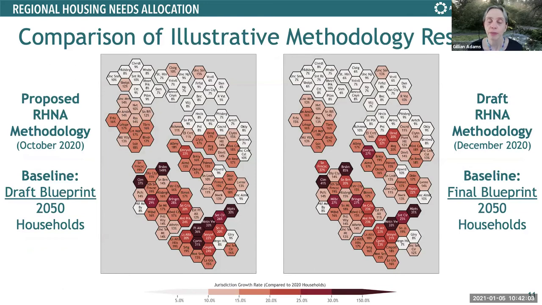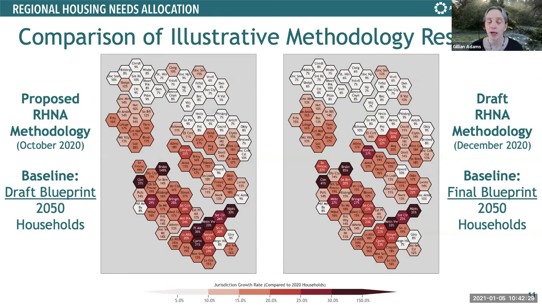These maps show the potential growth rate that each jurisdiction would experience as a result of the total allocation from the draft methodology. These maps are also available as Appendix 2 in the draft methodology release memo. This growth is relative to the jurisdiction's number of households in 2020. The map on the left shows the results from the proposed methodology, and the map on the right shows the results from the draft methodology.